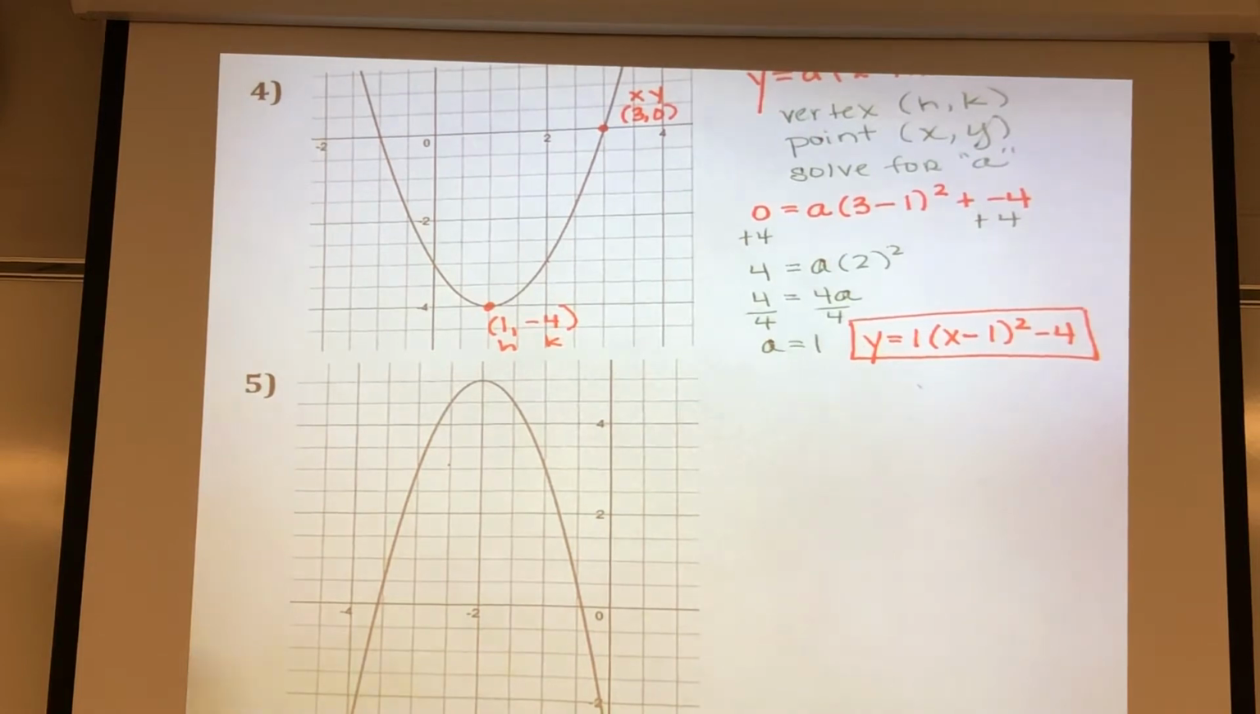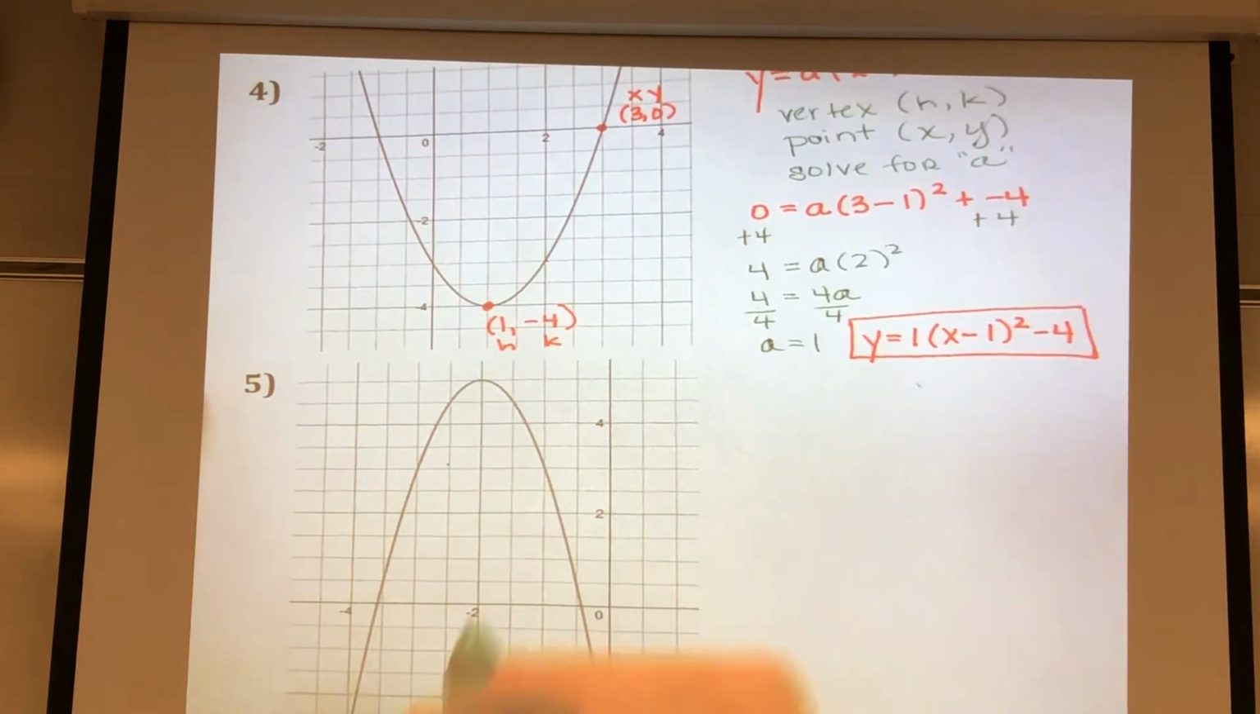All right, number 5 is our last example. So please try to go through that process yourself. Find the vertex, find the point, substitute them all in and solve for a. Don't forget to add that k value over first, and then put it all back in for an equation. So hit pause, give that a try, and then come back and check.